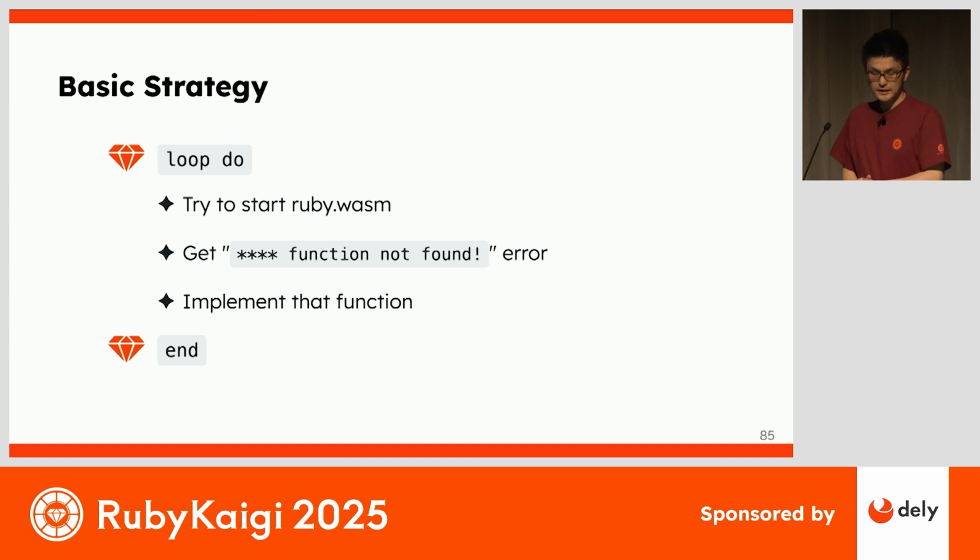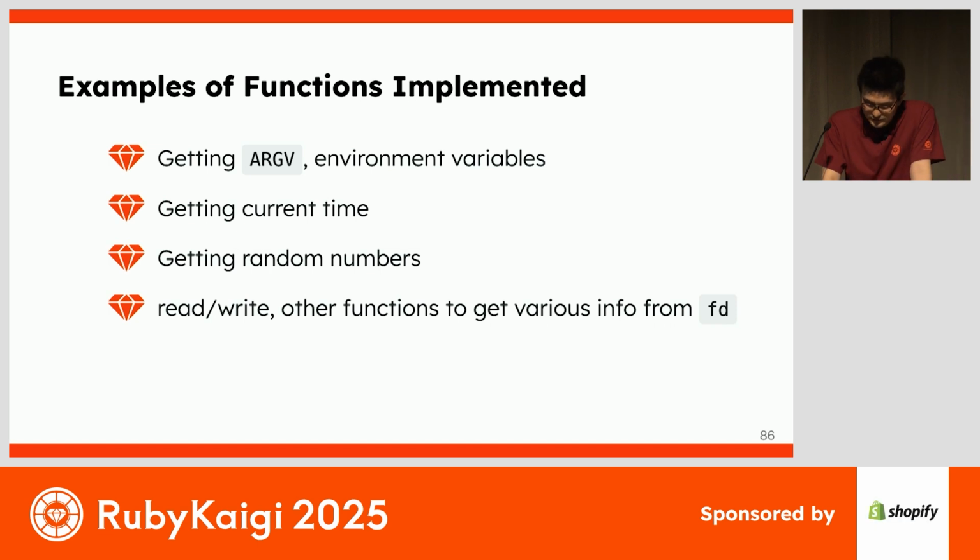Thus, the task became diligently implementing these WASI functions one by one. My strategy was simple. Repeatedly try to launch ruby.wasm. When it failed saying function foobar is missing, I implemented that function again, and start the loop. So the functions implemented were truly basic system functions: getting arguments, clock time, random numbers, environment variables, or file descriptor operations.